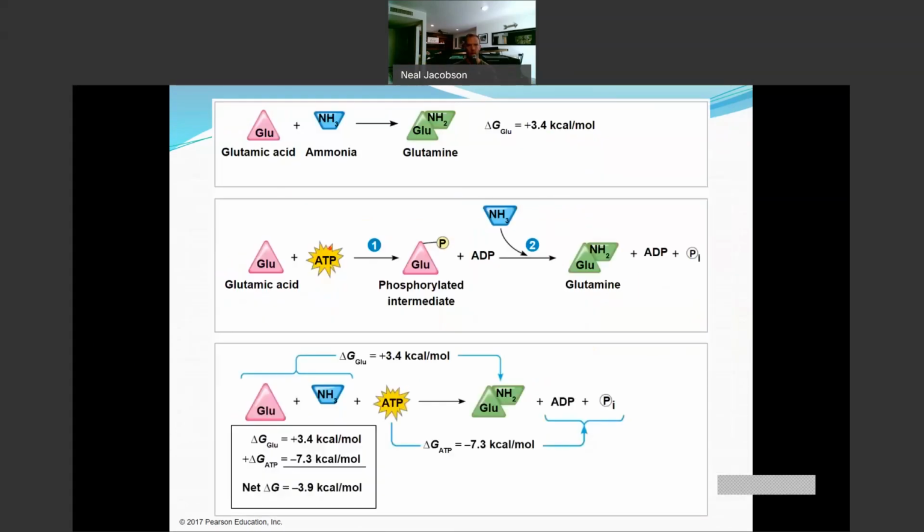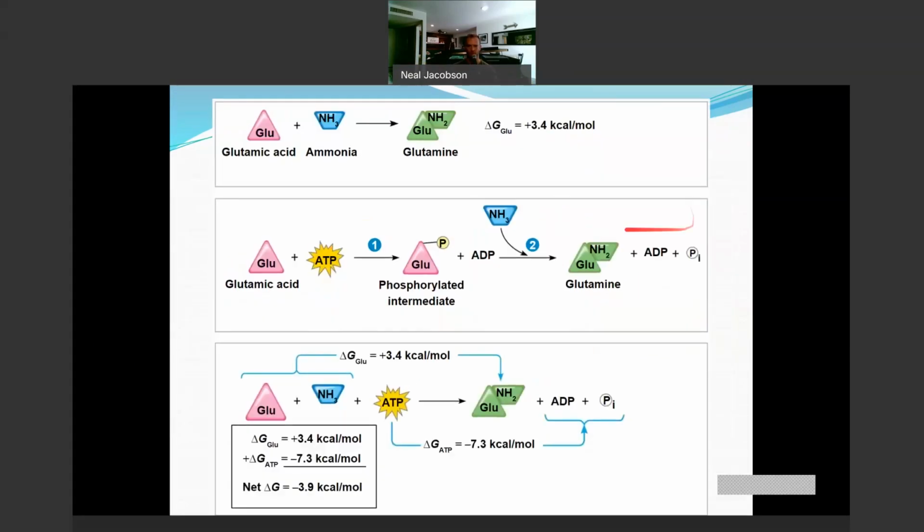All right, so here's an example. Now this whole slide looks really complicated, so we're gonna break it down nice and slow here, okay? What we have is we have two monomers, right? We have glutamic acid, which is an amino acid, and then we have ammonia, okay? And what we want to make is glutamine, and glutamine is an amino acid, and so we want to take glutamic acid, attach an ammonia to it to make glutamine. So we're going from almost like two monomers to a polymer, which means that that's going to require energy to put those two things together.